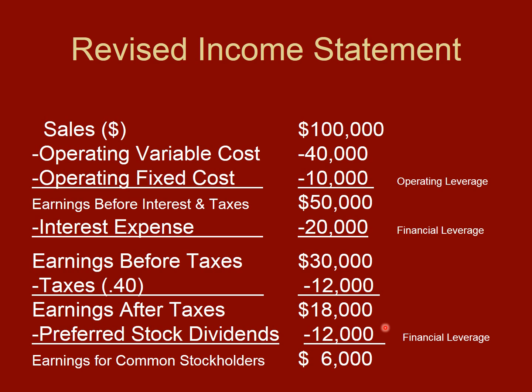And then if there is preferred stock, you would have to take out your preferred stock dividends. And here we have total preferred stock dividends of $12,000. And again, to the side, note that I have financial leverage there to indicate that this does impact the degree of financial leverage that the firm has. And that leaves us with earnings available to common stockholders. Stated another way would be net profit or net income, but basically your bottom line.